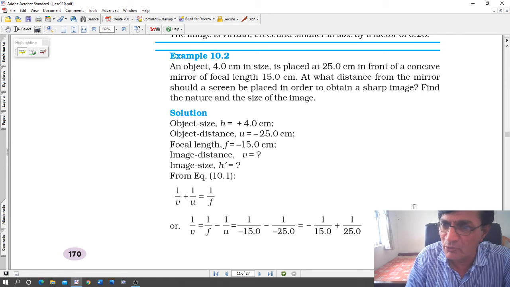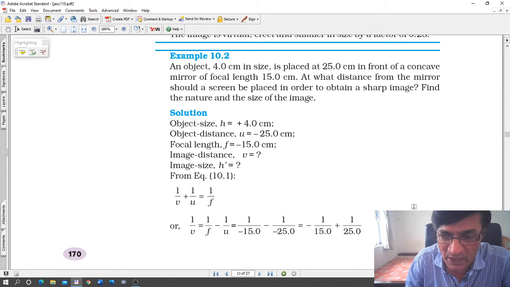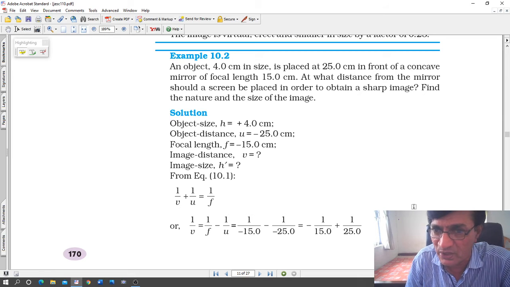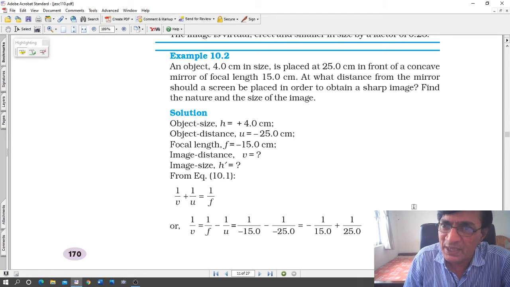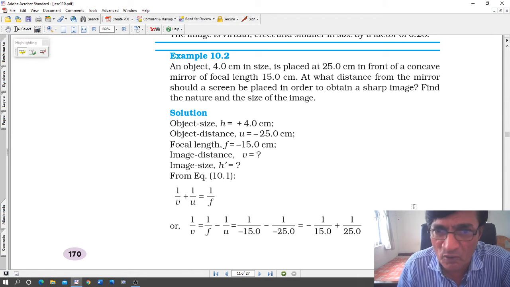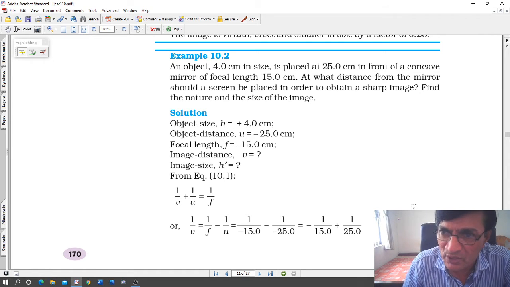Again, a similar example: an object of 4 centimeters height, that means h is equal to plus 4. The object is placed vertically above the principal axis. It is placed at 25 centimeters from a concave mirror of focal length 15 centimeters. So u is 25 centimeters, and the focal length of the mirror is 15 centimeters.